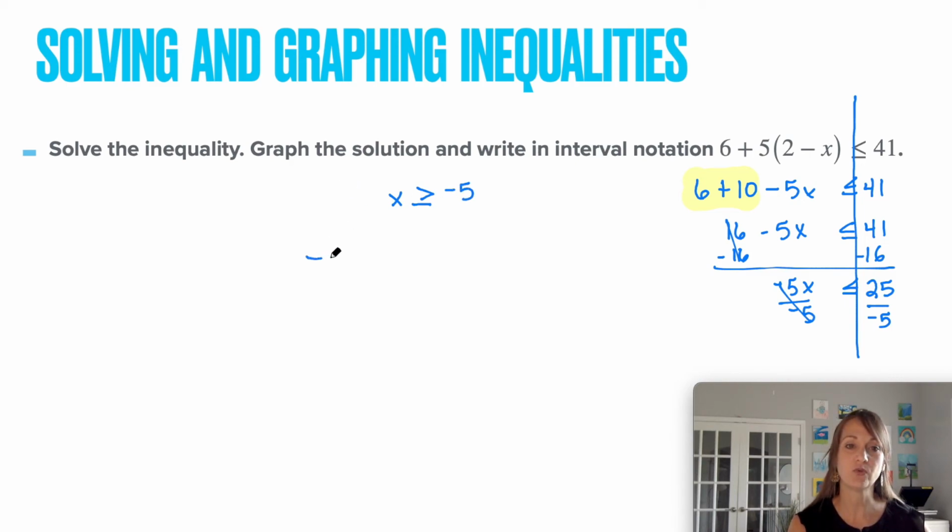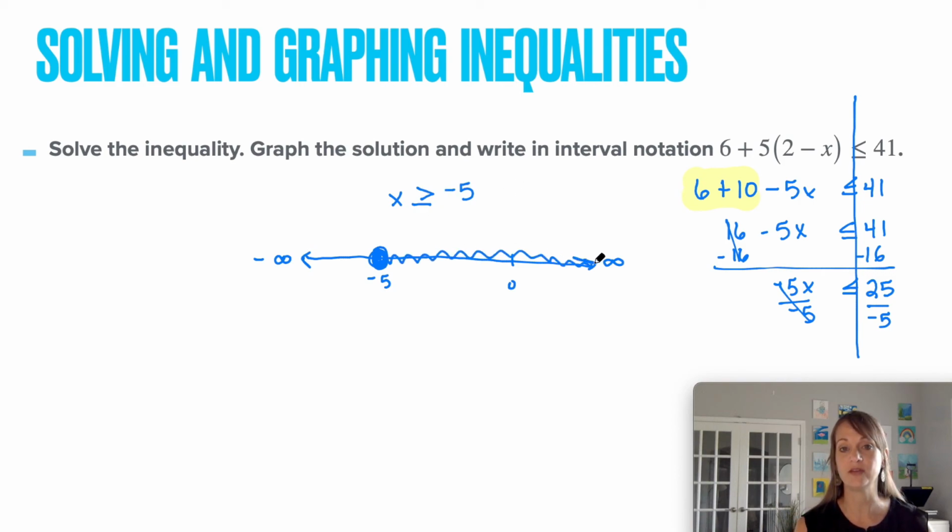So if we were to graph this solution, if this is 0, this is -5, negative infinity is to the left, positive infinity is to the right, we would have a closed circle at -5, and it is everything going to the right, all of the numbers that are greater than -5. And then to write in interval notation, we would be going from -5, it's a bracket because it does include it, and everything to infinity.